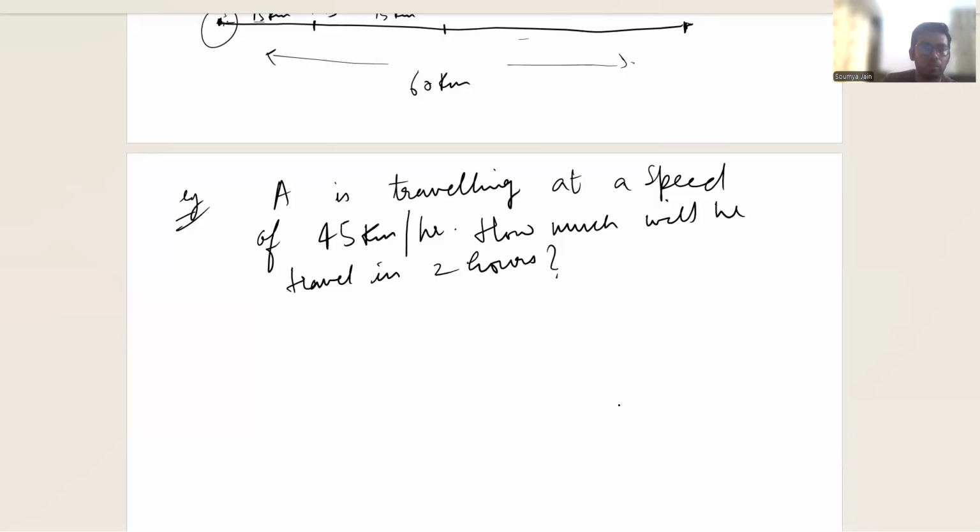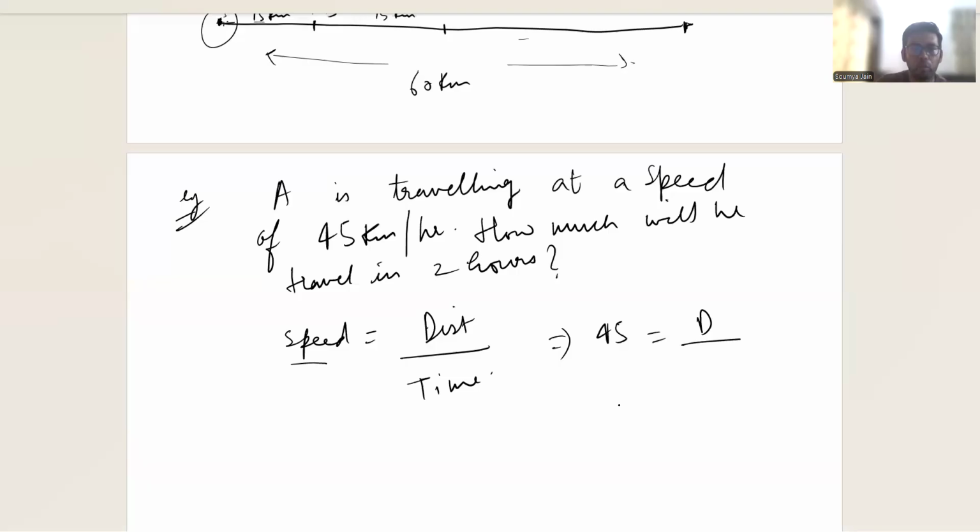By using the formula, speed is equal to distance by time. As simple as that. Now, what is given to us? Speed is given to us. Speed is given to be 45, and distance is, let's say, d, and time we have 2 hours. So here we write 2 hours, and distance we get, this goes here, cross multiply. You get distance equals 45 into 2, which is 90 kilometers.